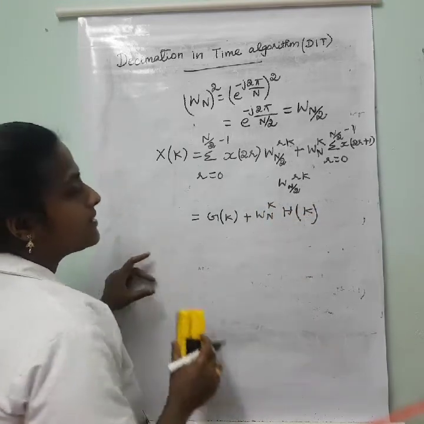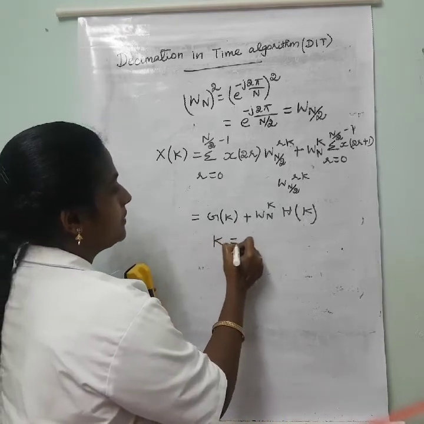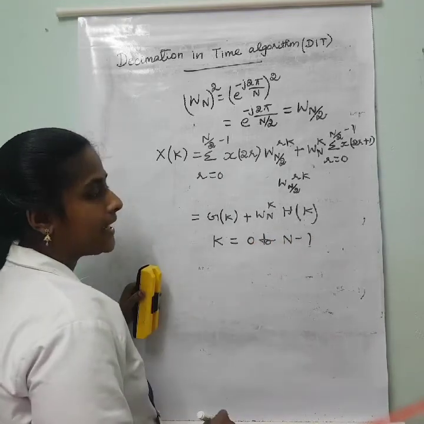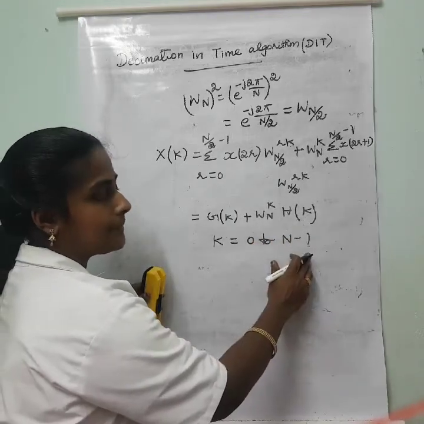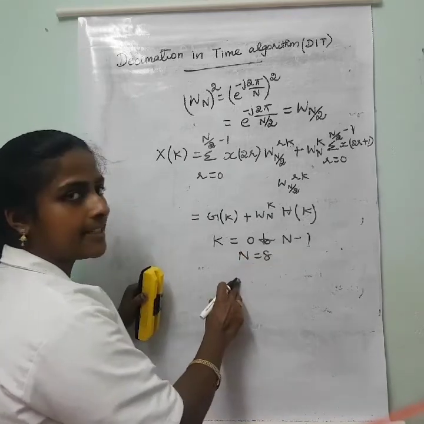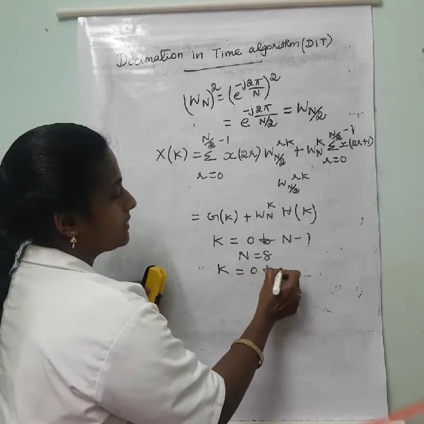So now you can substitute the value for k. K is equal to 0 to N minus 1. So here the k value is 0 to N minus 1. We have the value of N as 8. We are taking it as 8. So k is equal to 0 to 7.